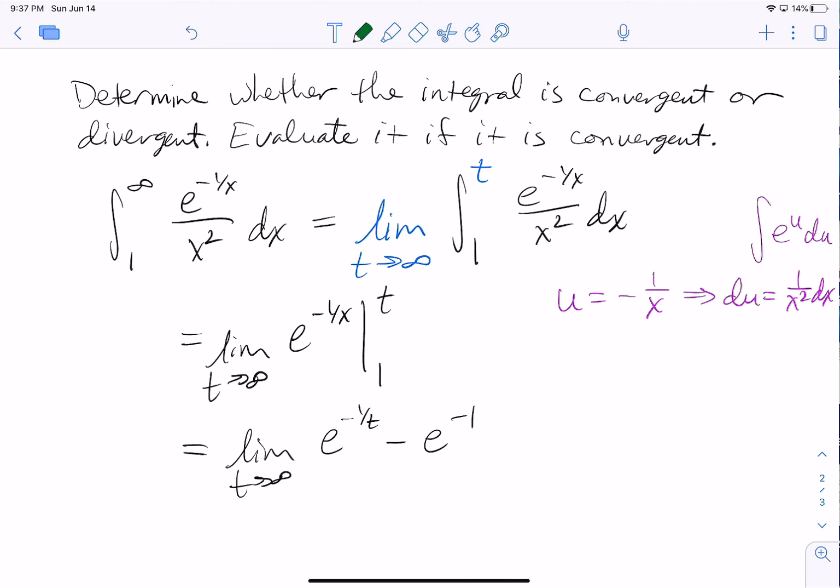Well, as t approaches infinity and t appears in a denominator with a numerator of 1, that exponent is going to go to 0. And so taking the limit, we're going to get 1 for the first term and then minus, and I'll go ahead and write it as 1 over e, and we have a finite value. Since it's a finite number, we're going to say this is convergent.